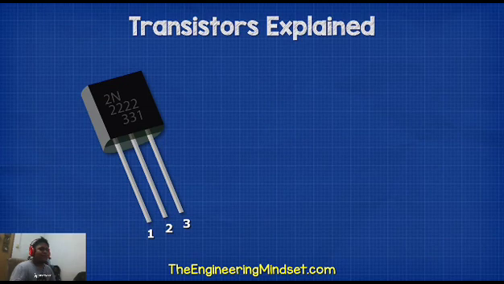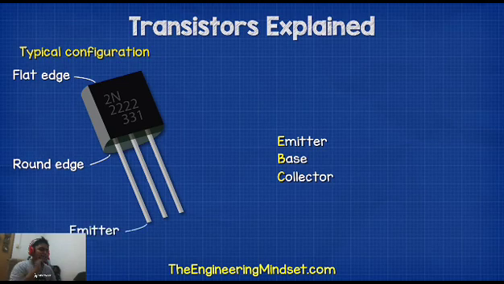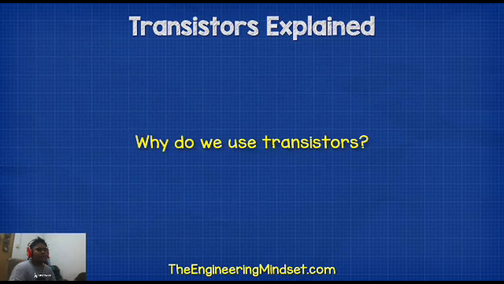So we have three pins here: E, B, C. E stands for the emitter, B for the base, and C for the collector. Different transistors have different configurations. Here pin 1 is the emitter, pin 2 is the base, and pin 3 is the collector. Not all transistors use this configuration, so take the manufacturer data sheet.